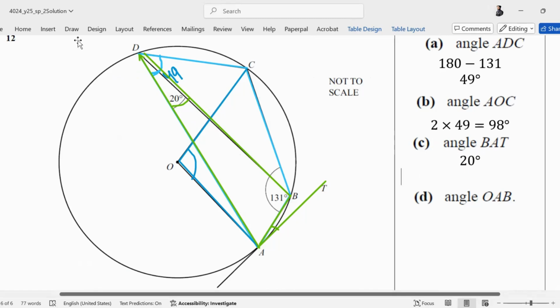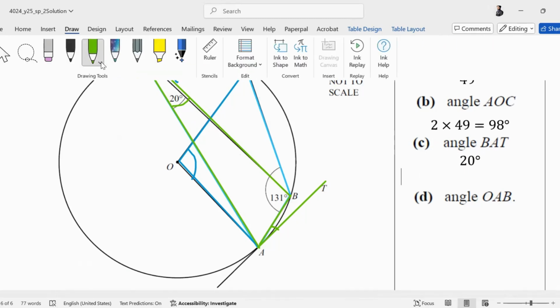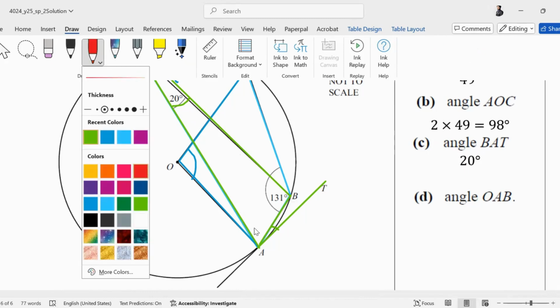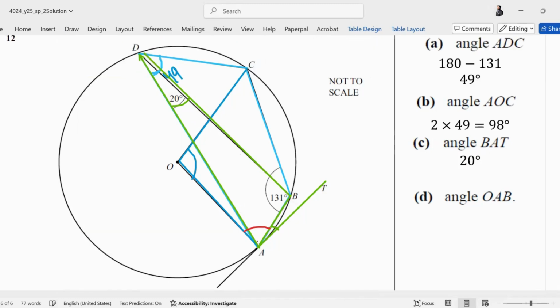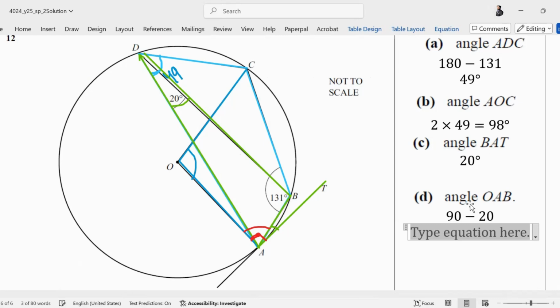Then the angle OAB. Angle OAB is the angle I'm looking for. Now OA is the radius and AT is a tangent, so they should add up to become 90. And I need OAB, so I'll simply subtract 20 from 90, so I should get the answer as 70 degrees. That is my angle OAB.